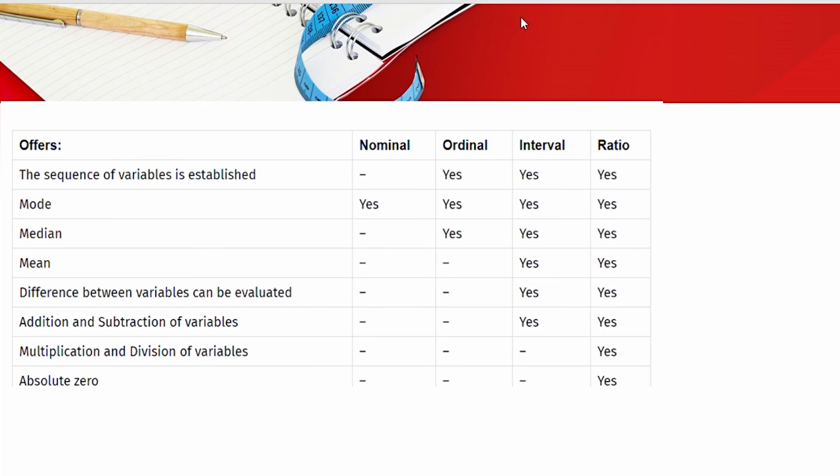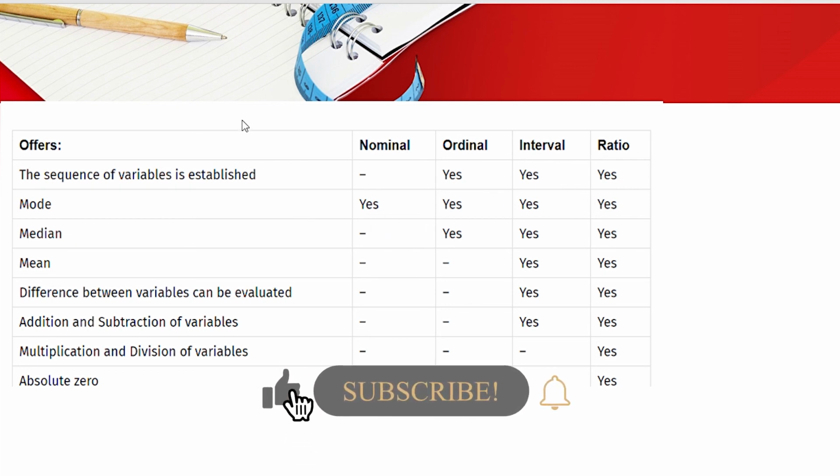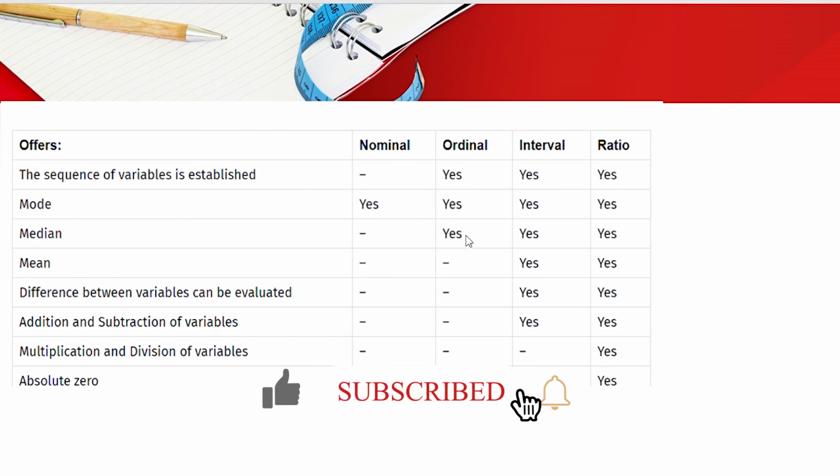In this table, we can see that the sequence of variables is established in all the scales except nominal scale, and mode can be calculated in all the scales of measurement, and median can be calculated in all the scales of measurement except nominal scale, and mean can be calculated only in interval and ratio scales. Difference between variables can be evaluated only in interval and ratio scales. Addition and subtraction of variables can only be done in interval and ratio scales. Multiplication and division of variables is only done in ratio scale, and absolute zero is only found in ratio scale.